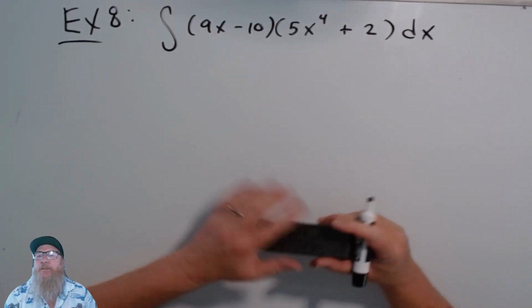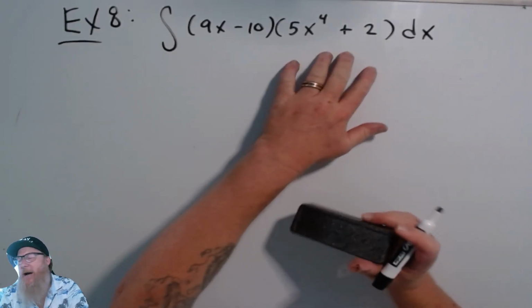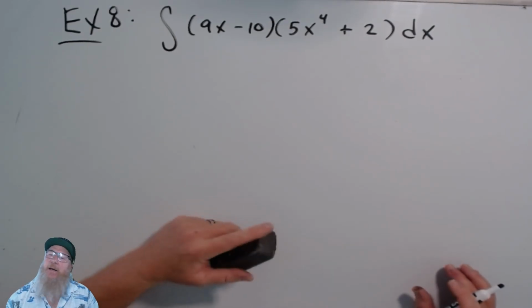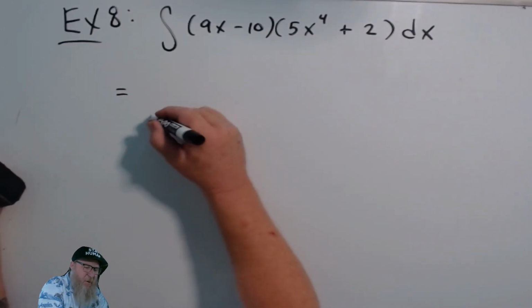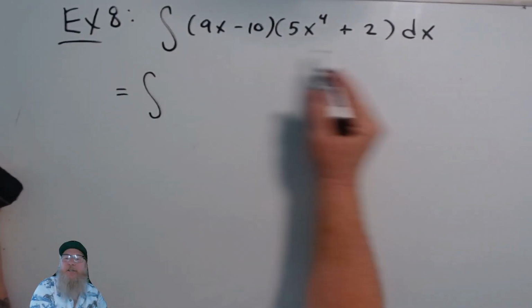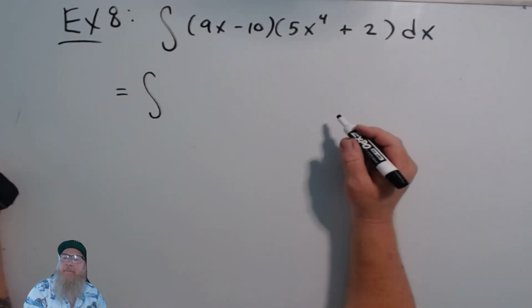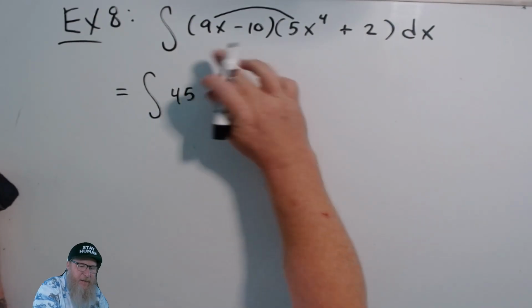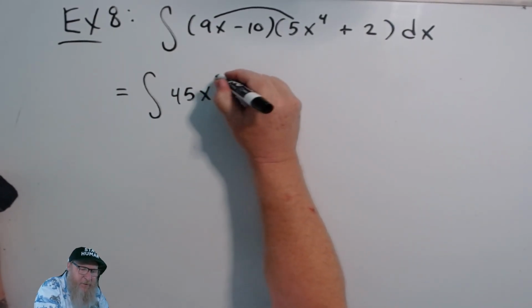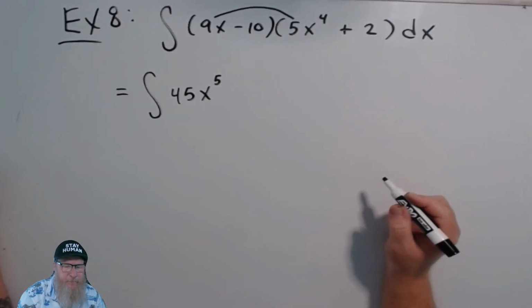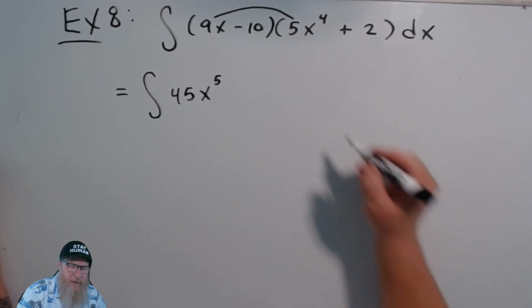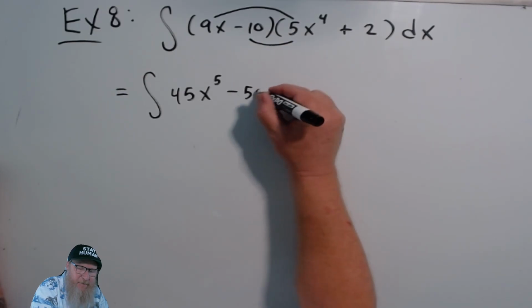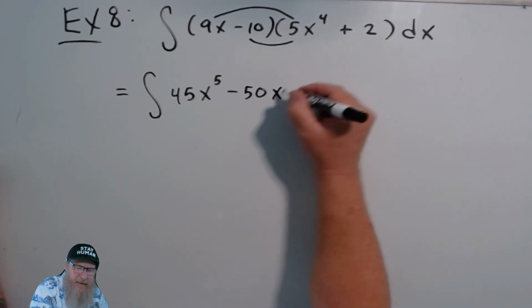All right, so this would be binomial times binomial. Let's go ahead and do it, right? Before you can integrate, you must first rewrite it. So we'll go 9 times 5, x times x to the 4th. That'll be x to the 5th. And I'll do negative 10 times 5, so that'll be negative 50 x to the 4th.